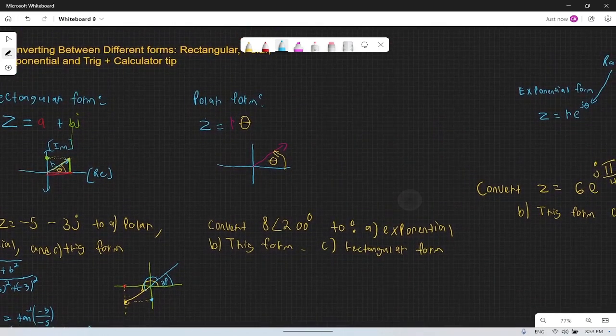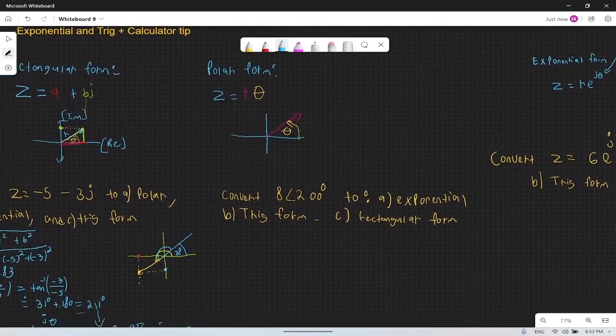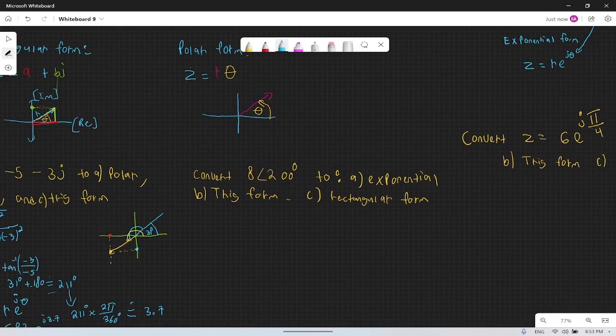So next up we have our polar form, and we want to convert this to exponential form. We have 8 angle 200 degrees. So we have to turn that angle into radians. You could also do this using your calculator, but I'm just going to multiply by 2 pi divided by 360 degrees, which equals 3.49. That is our angle.